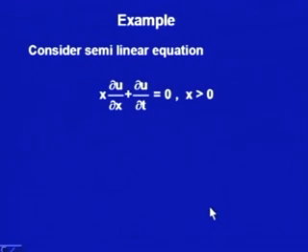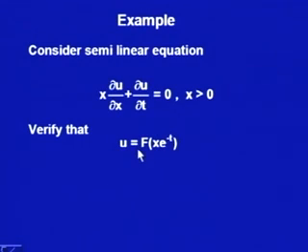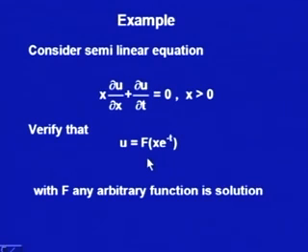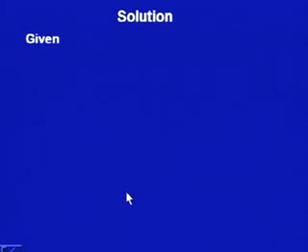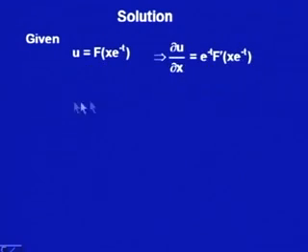Let us consider this semi-linear equation where the coefficient is x: x times del u over del x plus del u over del t is equal to 0 for x positive. Now, we are verifying that f of x times e to the power minus t is a solution, where f is again any arbitrary function. Let us try to see it. We have been given the function as f of x into e to the power minus t. This we will take as u and use the derivative with respect to x and t.